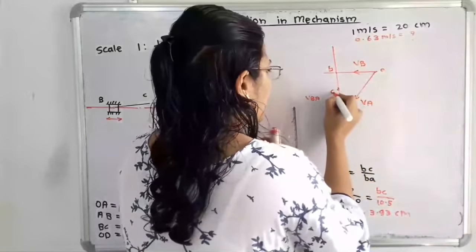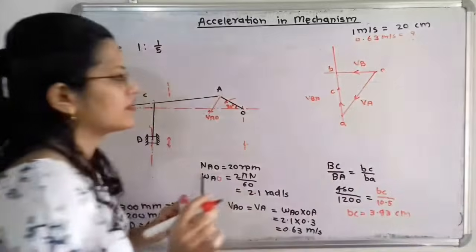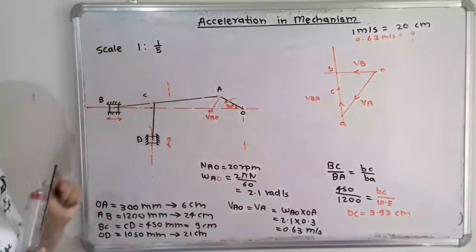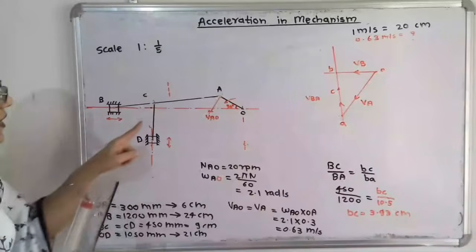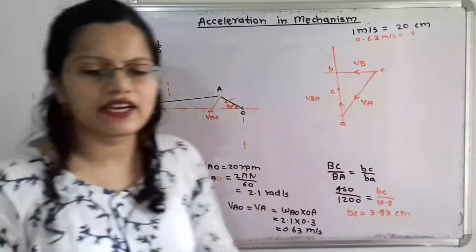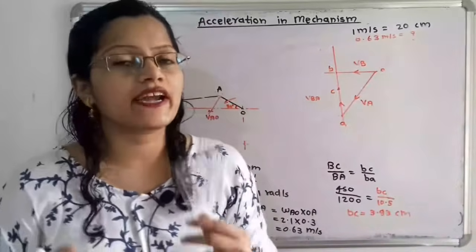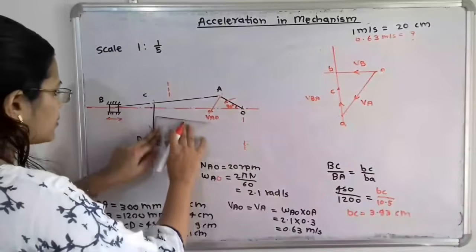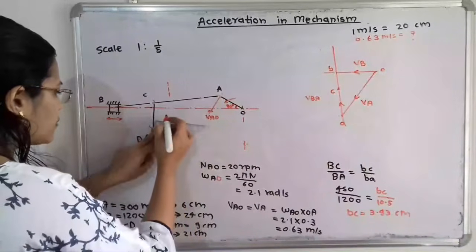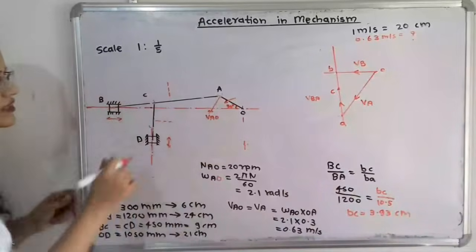So here is the point C. Now from this point C there is the link CD, that is, link CD is connected to point C. So how to indicate the velocity for this link CD? Again it is in the perpendicular direction to the link CD. So I will draw here one line which is perpendicular to this link CD.